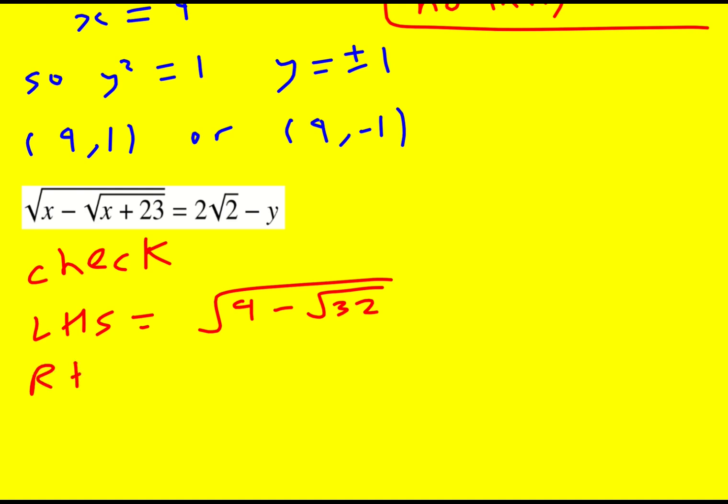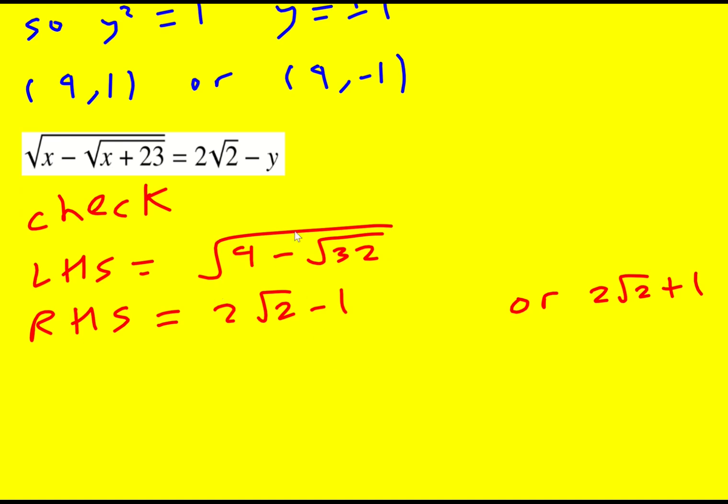And the right-hand side is going to be, well, I've got two different cases, but actually I can already see that one of them's not going to work because the right-hand side is either 2 root 2 minus 1 or it's 2 root 2 plus 1. It can't be both. Like this can't equal both of these. So I know that at most 1 is going to be a solution. Let's try and find out which one.